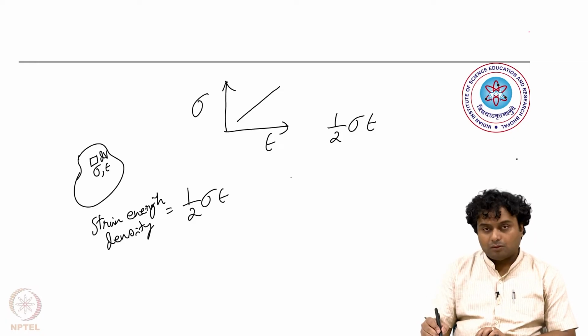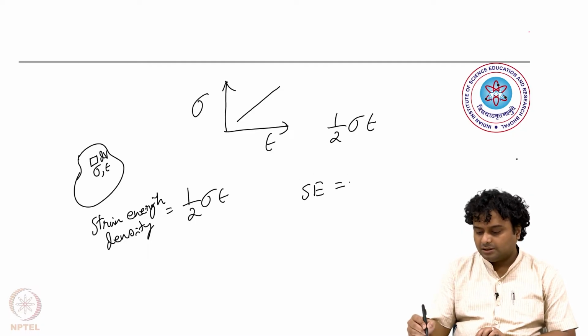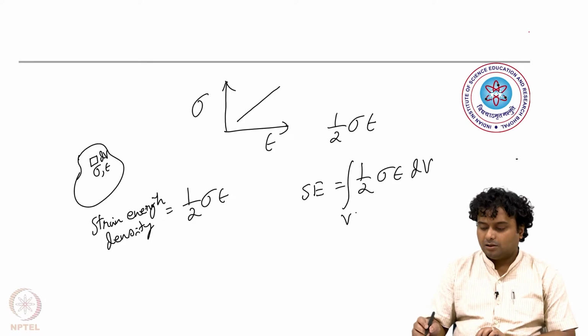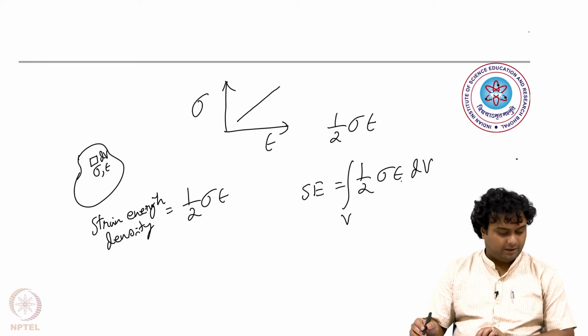Now to calculate the total strain energy, let us call it SE, the total strain energy is equal to the strain energy density, that is half of sigma epsilon, and then we have to integrate it over the volume. So this is a volume integral of half sigma epsilon dV.